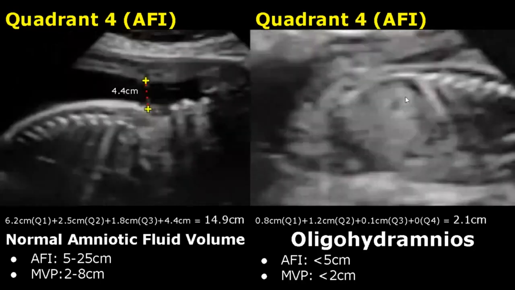The last measurement is taken in the fourth quadrant. It is 4.4 centimeters here in the normal image. And in this image of oligohydramnios, we do not see any fluid in the fourth quadrant, so the Q4 value is 0. For the normal fluid volume, by adding the values of all 4 quadrants, we get an AFI value of 14.9 centimeters. And for oligohydramnios, it only adds up to 2.1 centimeters.